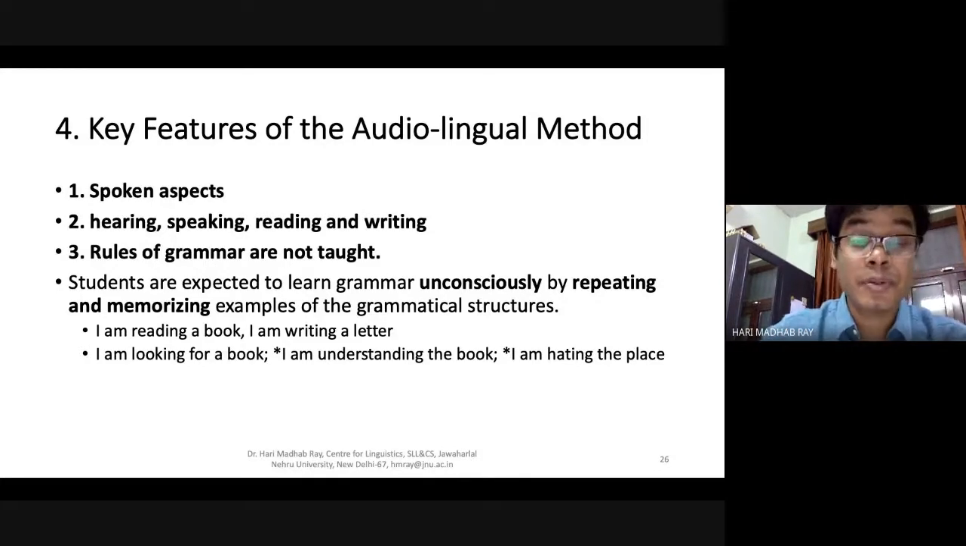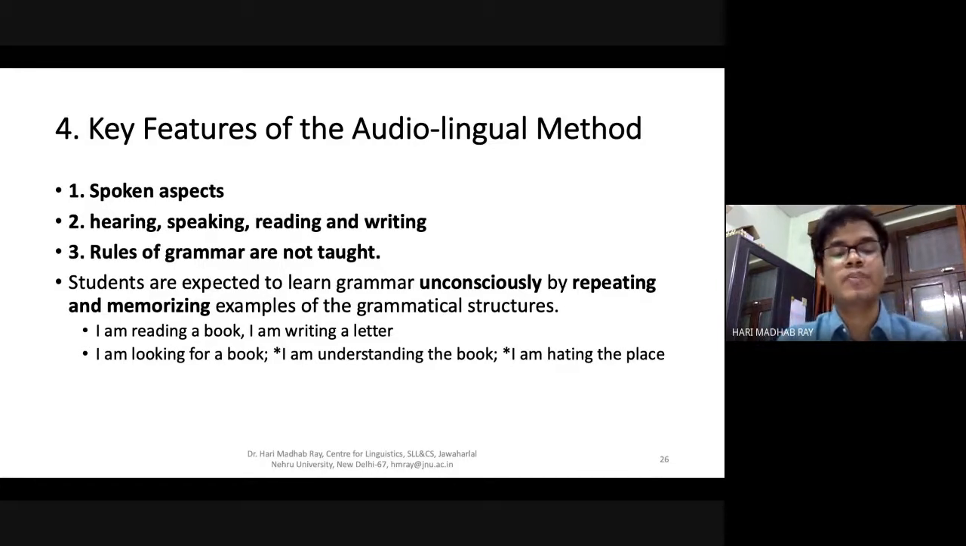So, I am reading a book. Related to that, I'm writing a letter, I'm looking for a book. Let's say you make another one: I'm understanding the book, I'm hating the place. If you make that kind of sentence, maybe the teacher will correct you: this is fine for reading a book, but for this verb, especially I'm understanding the book, I'm hating the place, there are some verbs in English that we do not make progressive, and there's a list also.